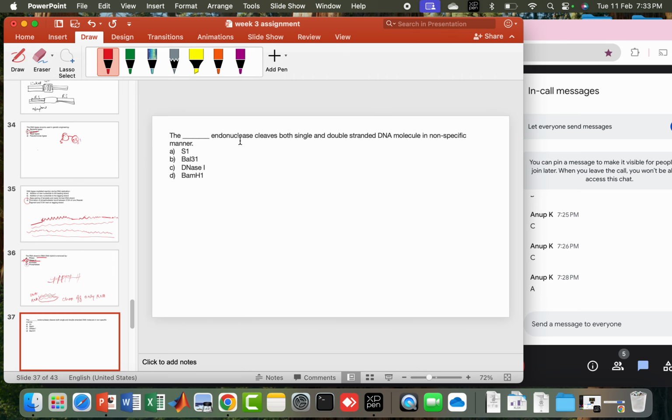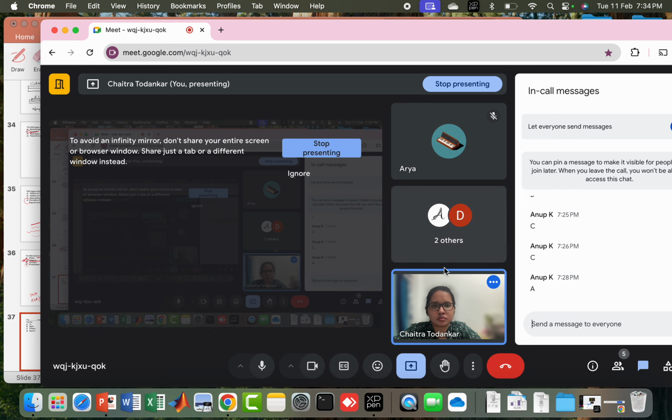The dash endonuclease cleaves both single stranded and double stranded DNA molecules in a non-specific manner. So does anybody know the answer for this? Which endonuclease cleaves both single stranded and double stranded DNA in a non-specific manner? Yes, you guys can answer.